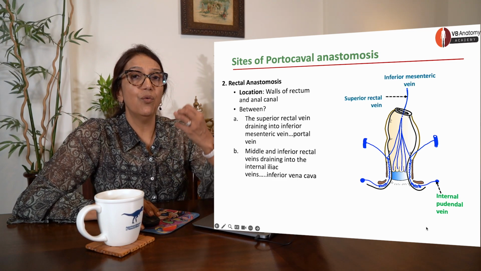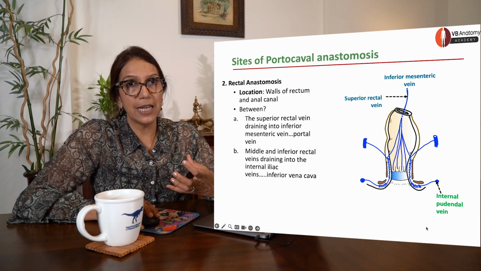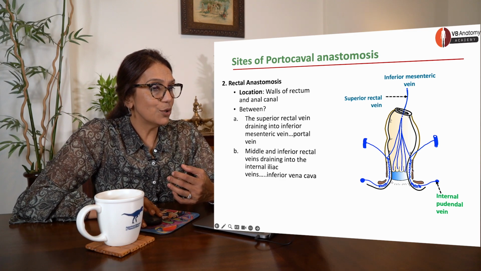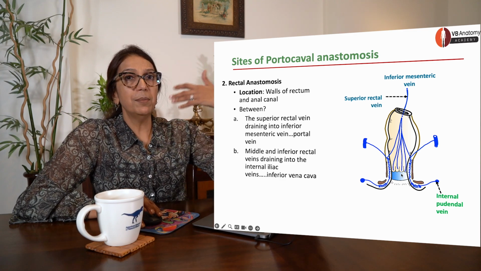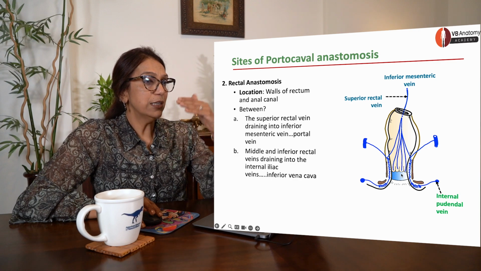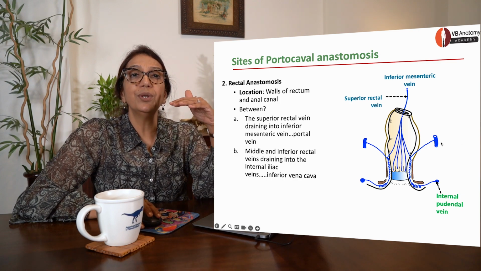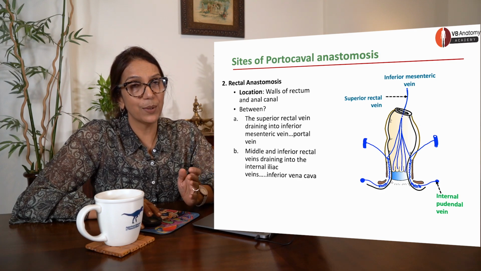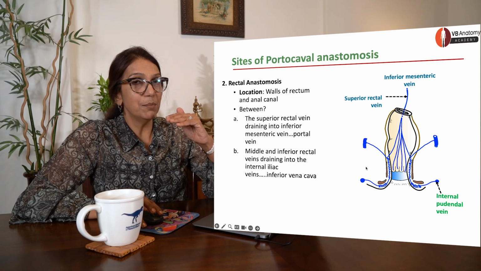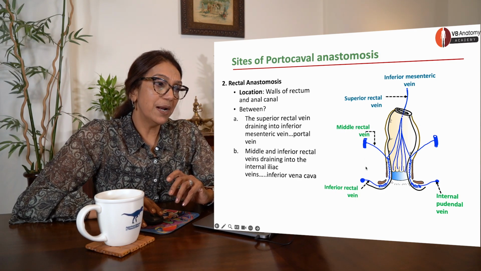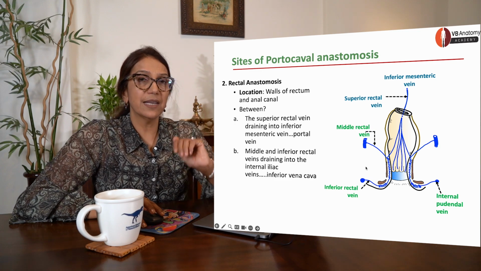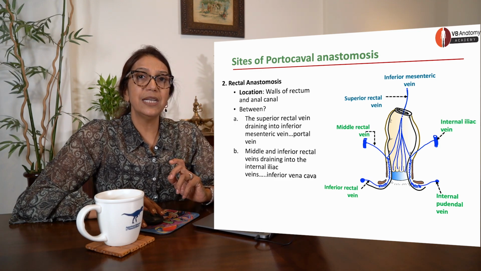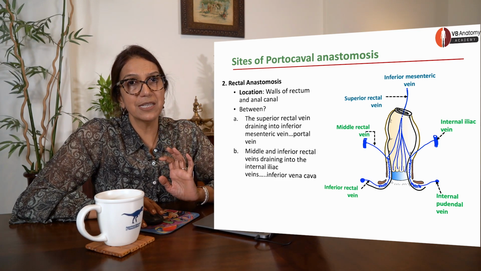This is in the walls of the rectum and anal canal, where remember, this is your pectinate line. Blood above the pectinate line drains through the superior rectal vein into the inferior mesenteric vein, which, as you recall, drains into the splenic vein. Similarly, below the pectinate line, you have blood draining into the middle and inferior rectal veins, which drain into the internal iliac, into the systemic circulation.